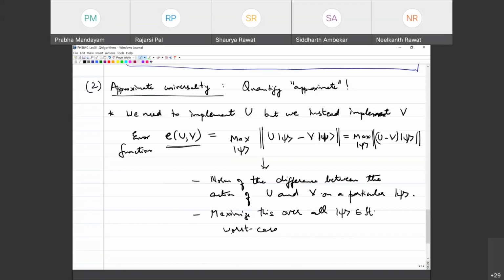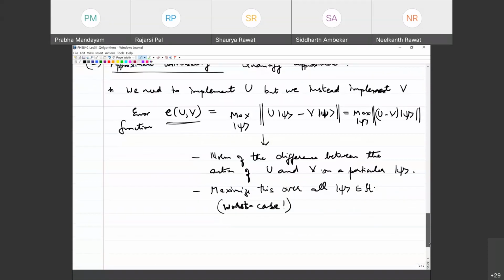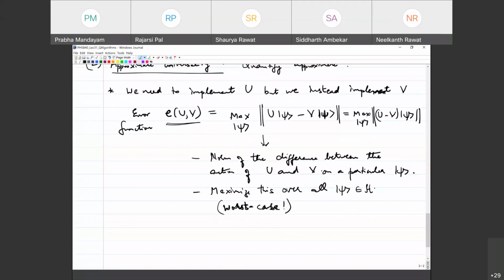Because there will be some states on which this difference may not be much. There may be other states on which this difference can be very large. And if you want to say how close U is to V, then you must take into account the worst case difference caused by implementing V instead of U. So I hope the definition is clear. The two parallel lines are just the norm.